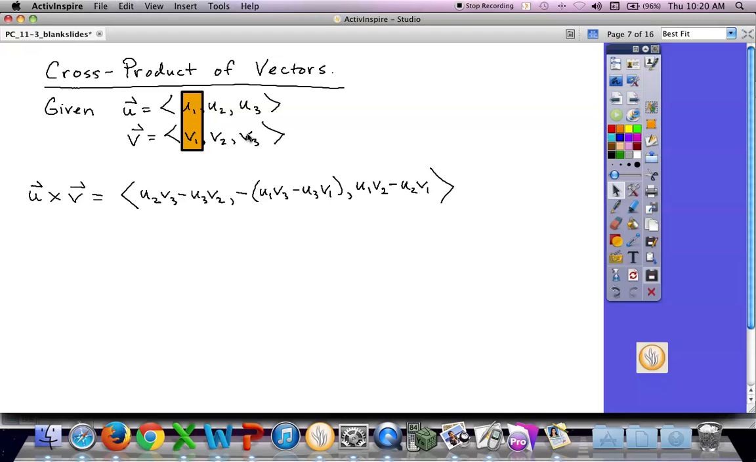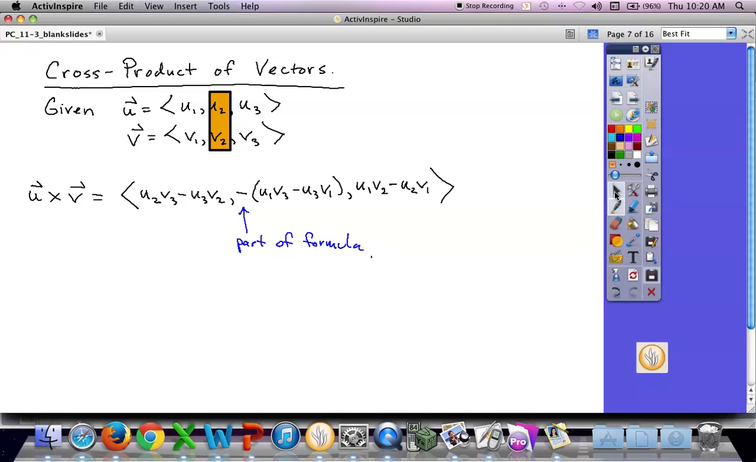Okay. Define the second component, cover up the second component, and do the same thing. U1 times V3 minus U3 times V1. Only thing being, for the middle component, there is a negative in front of it. It switches signs. That is part of the formula.